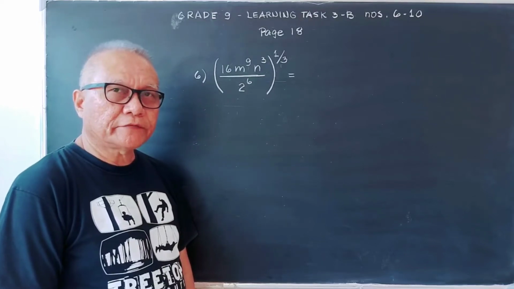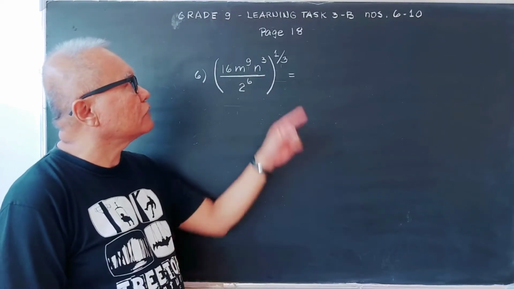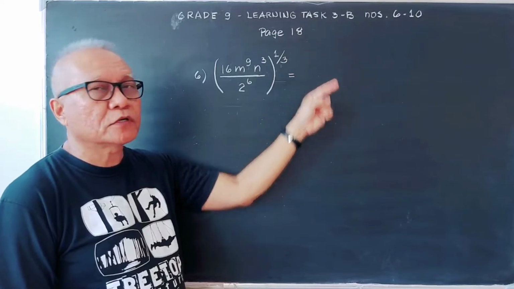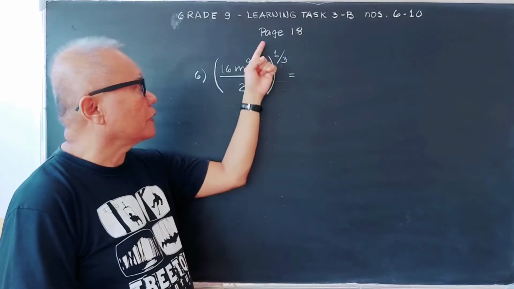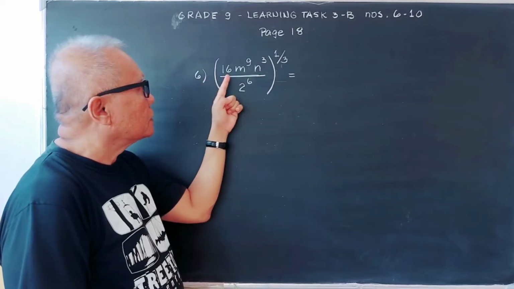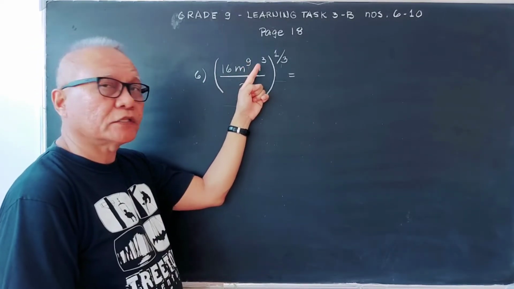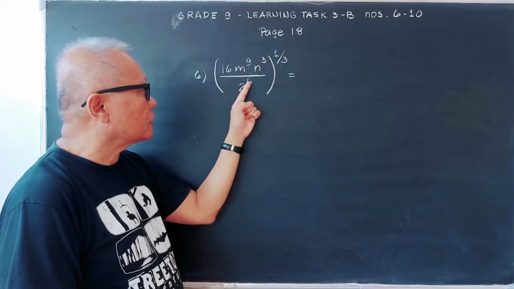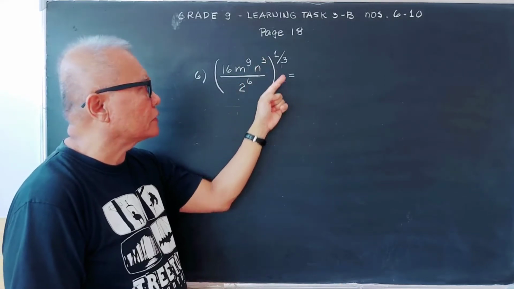Good morning, grade 9. Today we are going to have learning task 3B, numbers 6 to 10 on page 18. Number 6: 16m to the 9th n cubed divided by 2 to the 6th, raised to the 1/3.